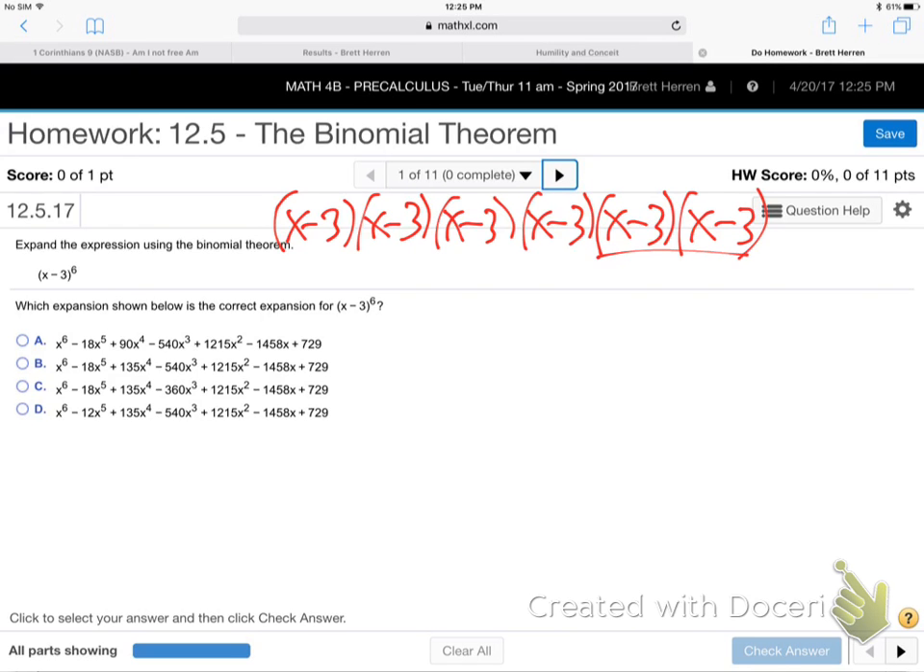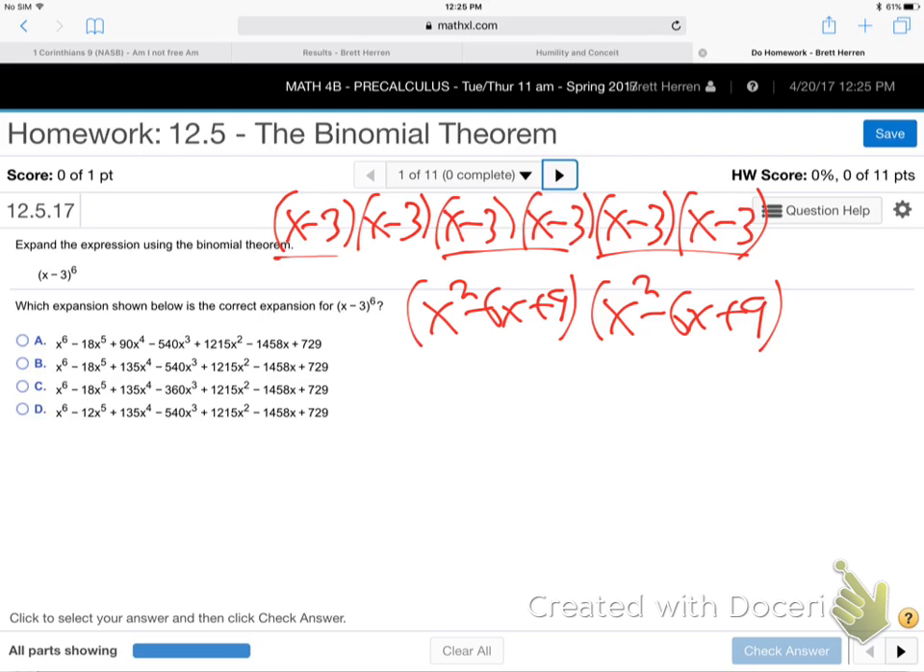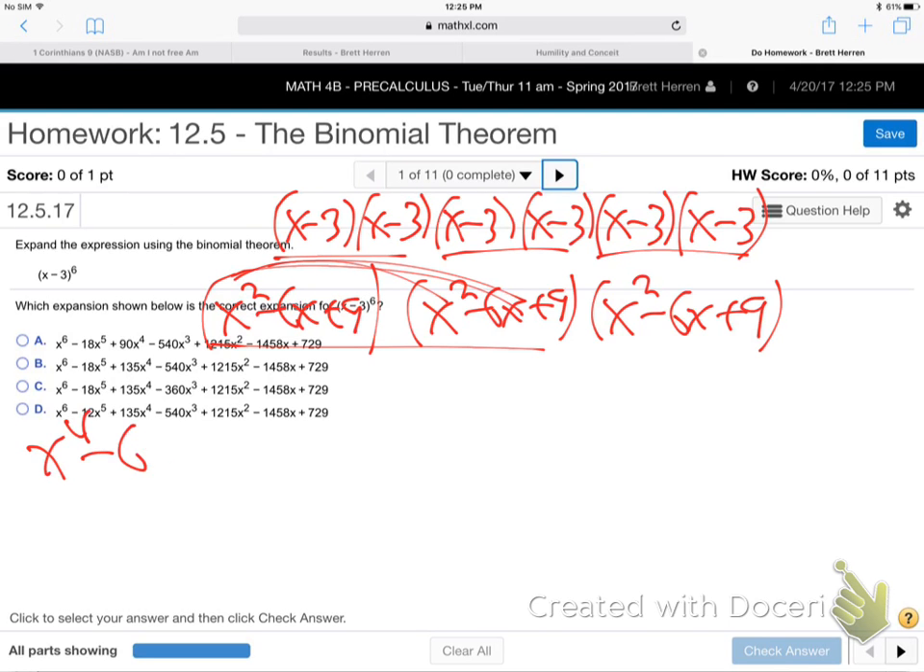I'd have to FOIL these two. What would I get? X squared minus 6x plus 9. And then maybe I could FOIL these two. X squared minus 6x plus 9. And FOIL these two. X squared minus 6x plus 9. But then I've got to multiply these two. Boom, boom, boom. And that would be x to the 4th minus 6x cubed plus 9x squared. Then this guy will go to all 3.